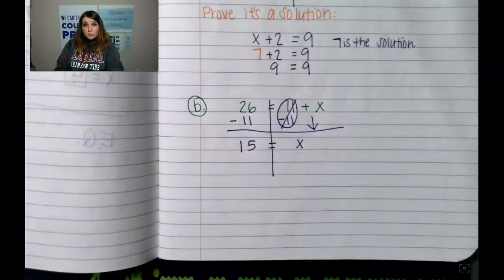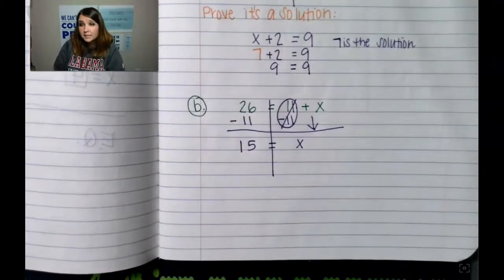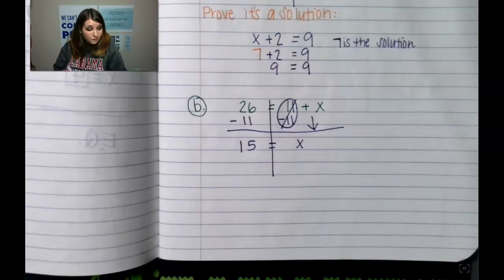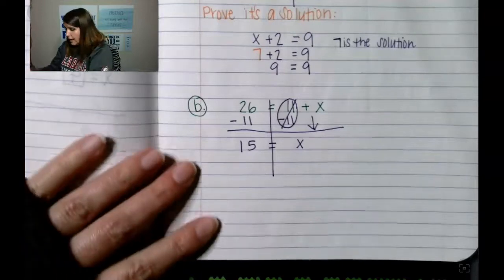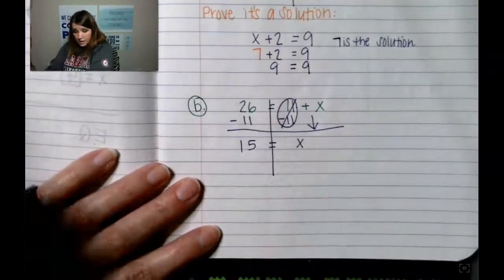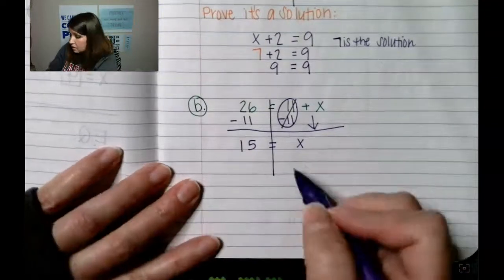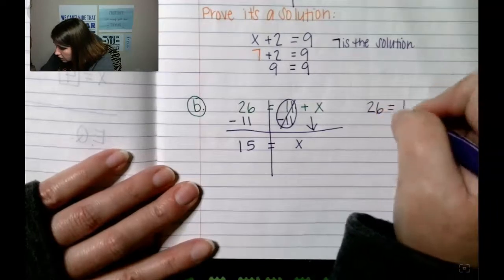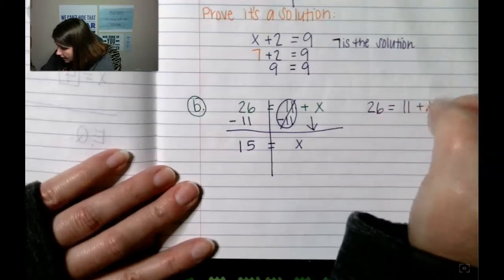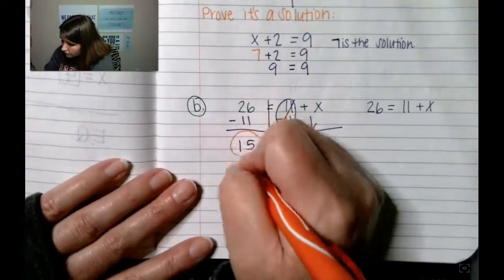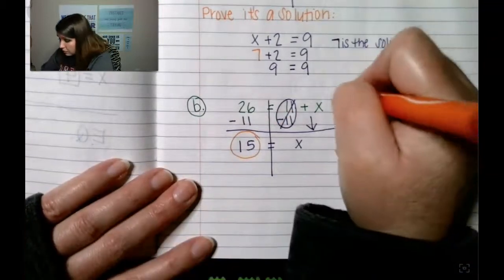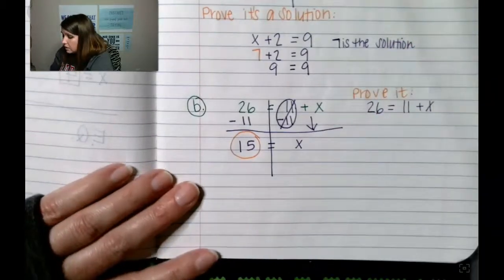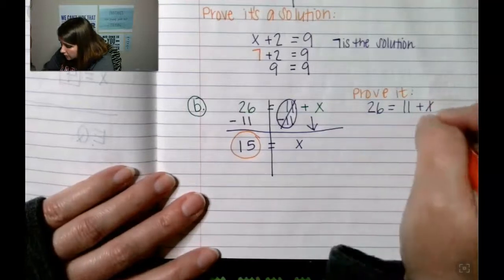But did I do it right? That is the question. Now we're going to check it by proving it. We have to prove it. All right, so I'm going to take my original and I'm going to plug in the 15. So I have 26 is equal to 11 plus x. 15 was my answer. So all right, prove it. Okay, 15 was my answer, so now I'm going to put 15 here.